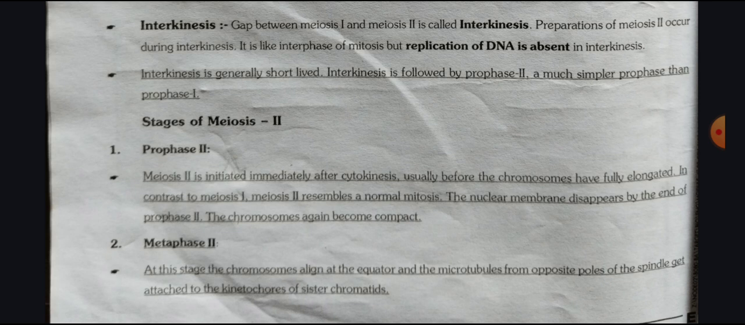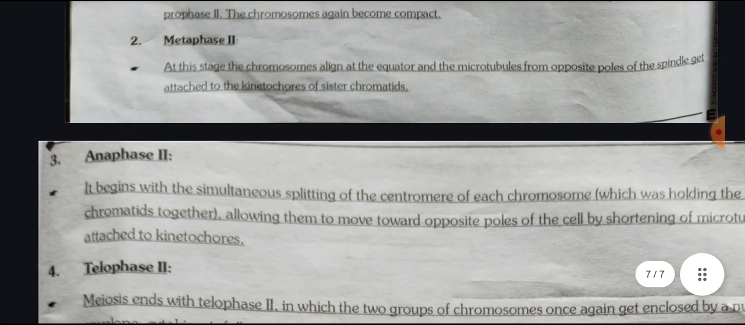Stages of meiosis two. Prophase two. Meiosis two is initiated immediately after cytokinesis, usually before the chromosomes have fully elongated. In contrast to meiosis one, meiosis two resembles a normal mitosis. The nuclear membrane disappears by the end of prophase two. The chromosomes again become compact. Metaphase two. At this stage, the chromosomes align at the equator and the microtubules from opposite poles of the spindle get attached to the kinetochores of sister chromatids.